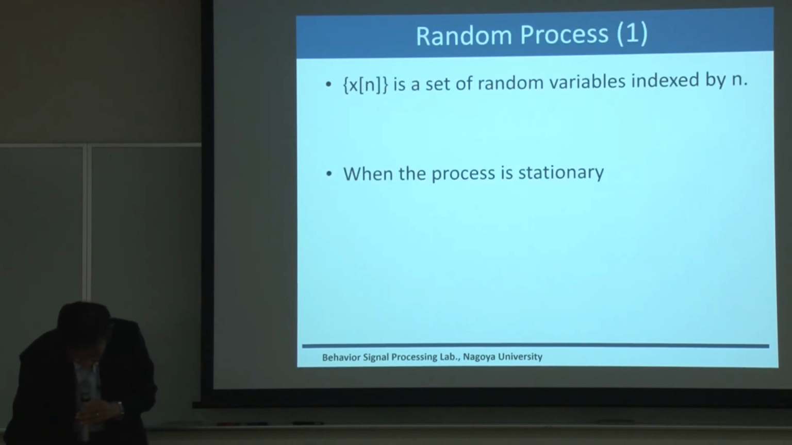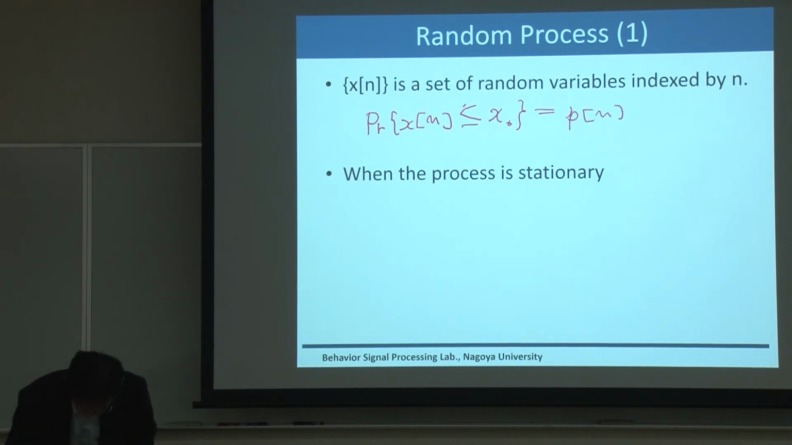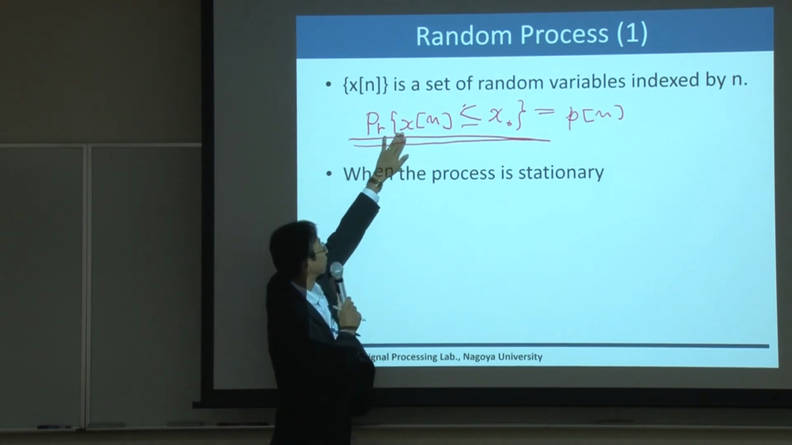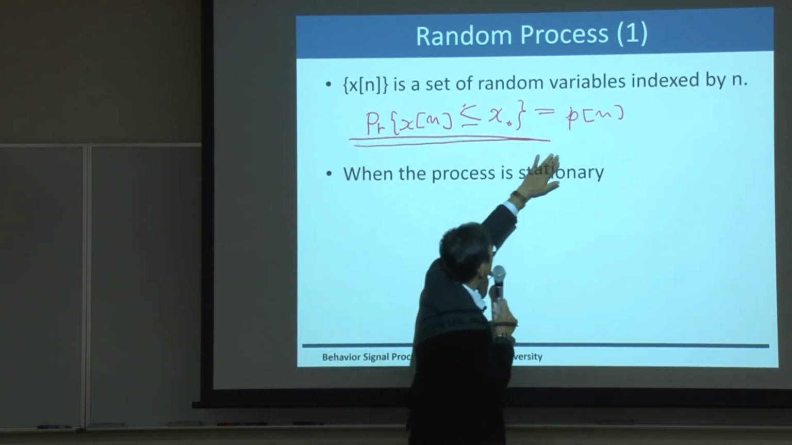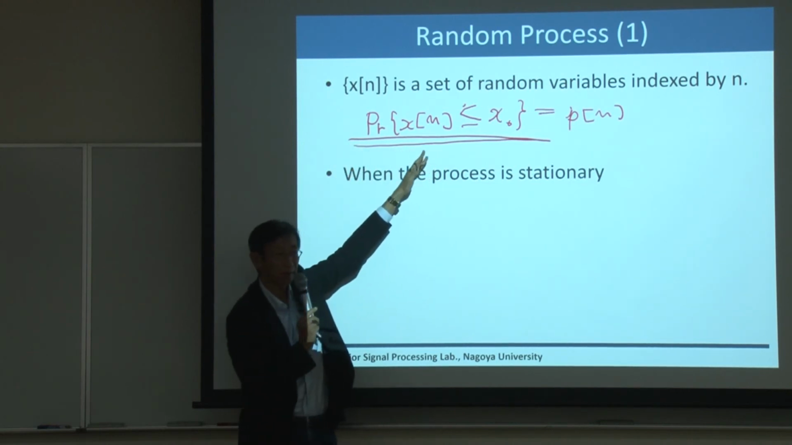So the random process can be determined by the probability that xn is less than a certain value, which can be given by some function. Say that this is, for instance, small p_n. Clearly, this is the definition of the probability that the nth sample of the time sequence is smaller than x0, and the probability is given by another function. Then this xn is called the random process.